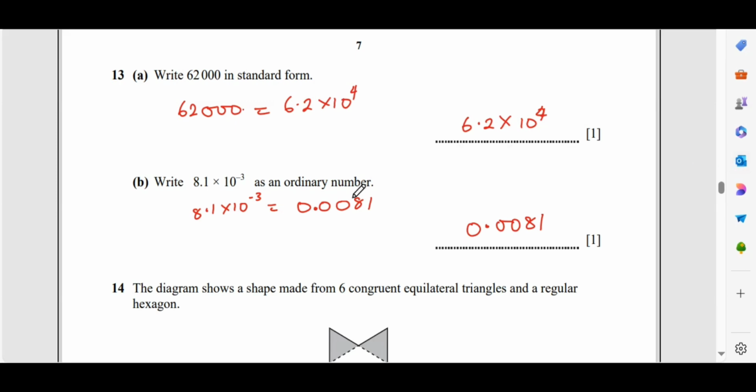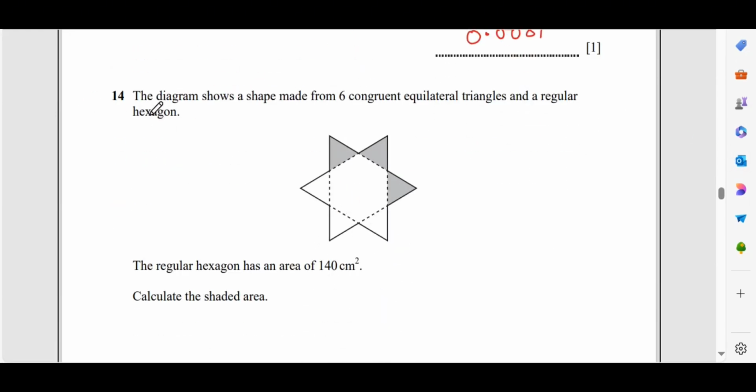Okay, so moving to the next one here, they say that the diagram shows a shape made from 6 congruent triangles and a regular hexagon. Now they say that the regular hexagon has an area of 140 cm squared. So we are asked to find the area of it.